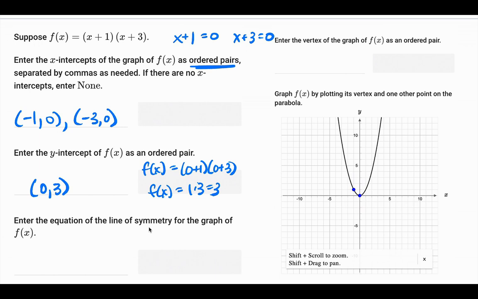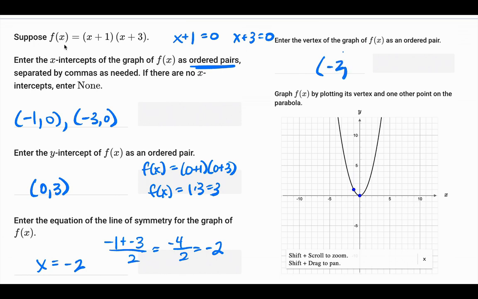Then the equation of the line of symmetry. The equation of the line of symmetry is the midpoint of the x-intercepts. So -1 plus -3 divided by 2 is -4 divided by 2, which equals -2. And it's an x equals equation: x equals -2. The vertex is always the same. The x value is always the same as the line of symmetry. So we have -2.